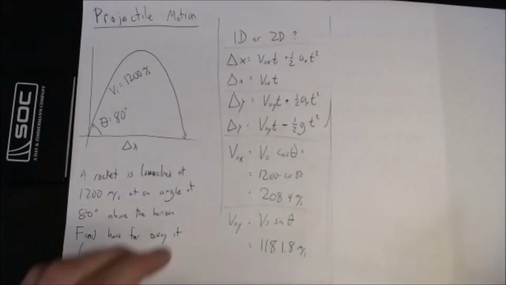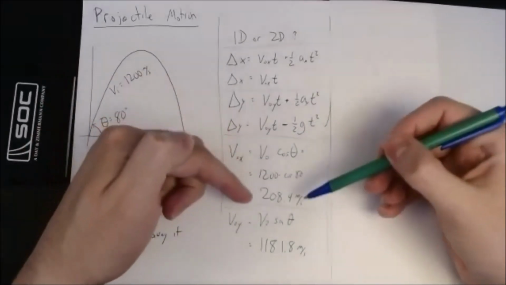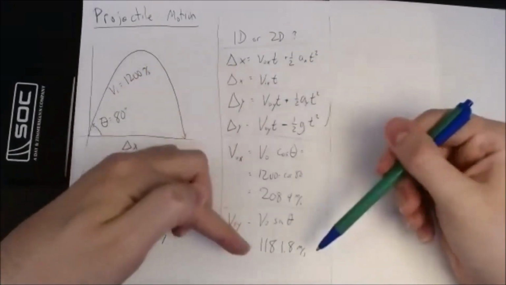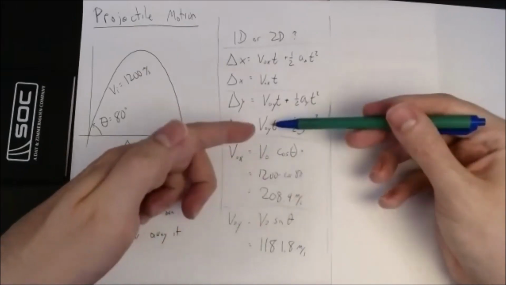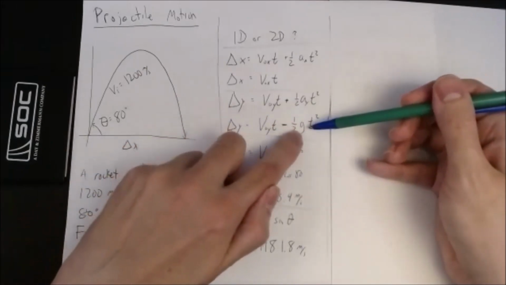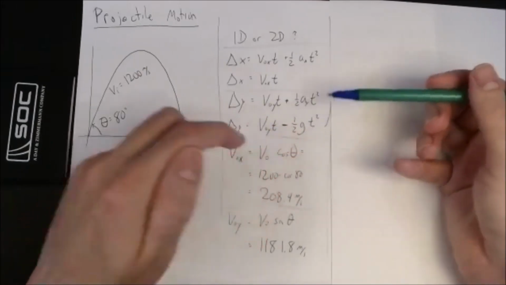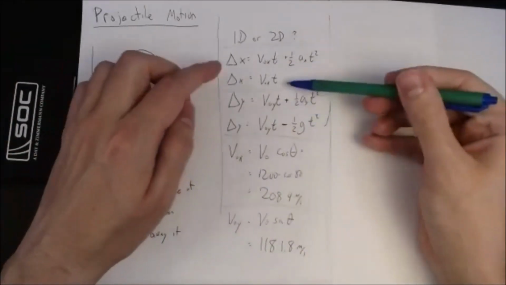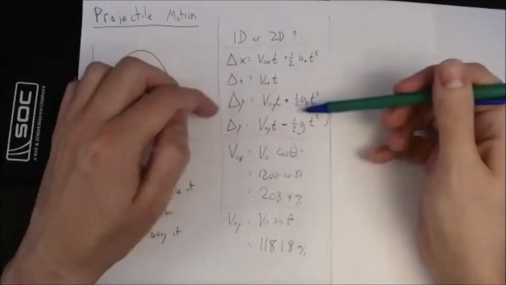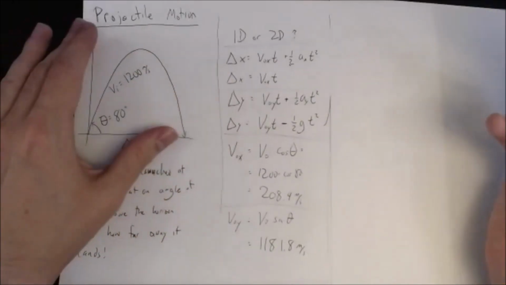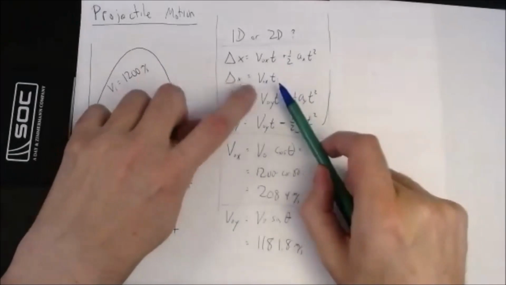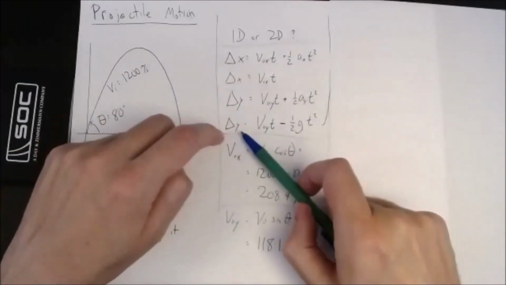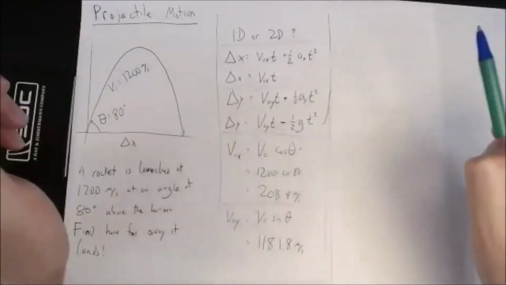And what can we do? Well, we can plug all this stuff in. We can plug in 208.4 right there, 1181 right there, and 9.8 for g. And we still don't have enough. We'd actually have 2 equations and 3 unknowns so far, because we don't know what delta x is, we don't know what t is, delta y we'll have to think about, and then t again.